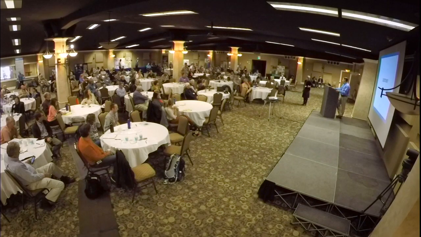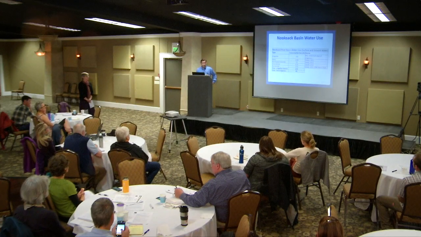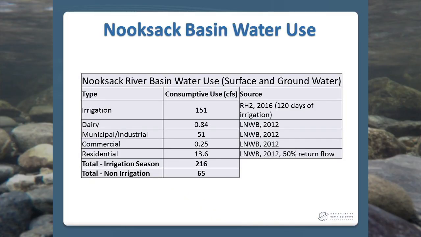Thanks, Jay. When you are accounting for all of the out-of-stream water use, how are you measuring that? Is that paper water rights? What does that count? I glossed over the sources, but the irrigation water rights were pulled out of a document that RH2 put together in 2016, and that was based on crops and crop efficiencies and irrigation efficiencies. It's detailed in their report, but that was their best estimate of actual irrigation water use.